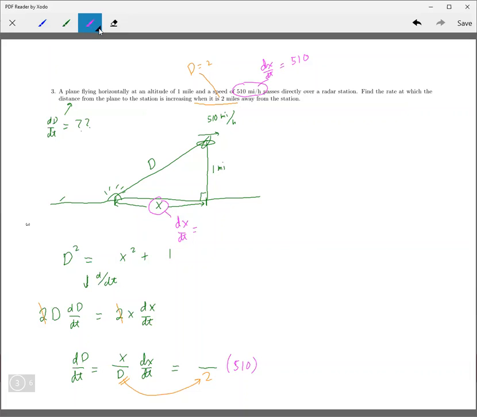Okay, now the x, when that's 2, well, let me start this. So we have D squared equals x squared plus 1 squared, or just 1. But D is 2, so that's 4. So x squared is 3. That means x is the square root of 3. Okay, so that will go right there, when D is 2. And then right here is where we plug everything in.